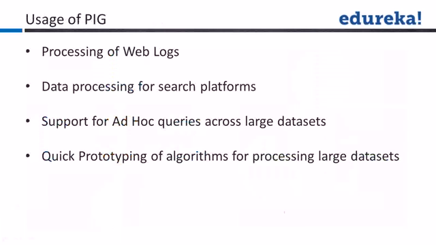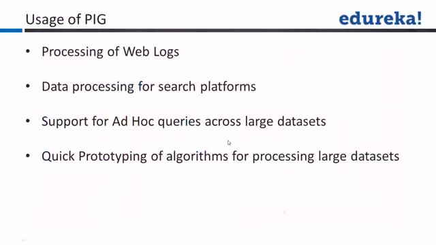So what are the typical use cases? Processing of huge weblogs, that is where you'll use Pig. Data processing for search platforms, Yahoo uses it extensively. Obviously, support for ad hoc queries across large data sets. If you have a very large data set, like that weather data set itself, and you have to figure out the max and the min, Pig can be used.